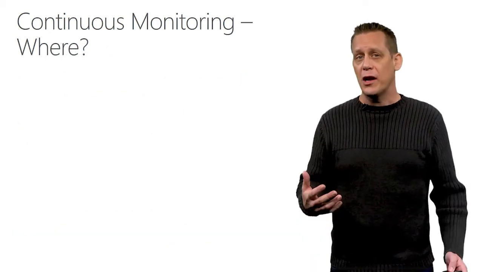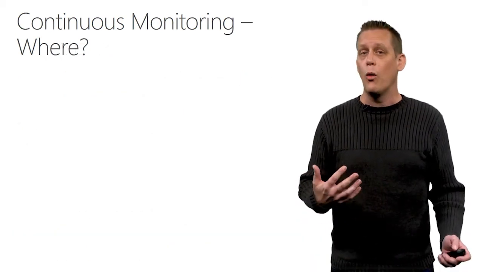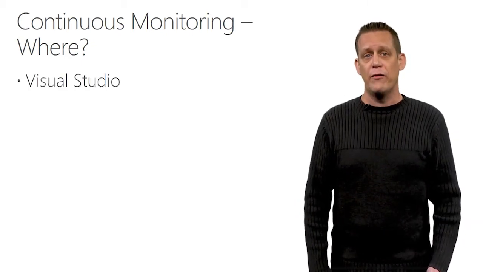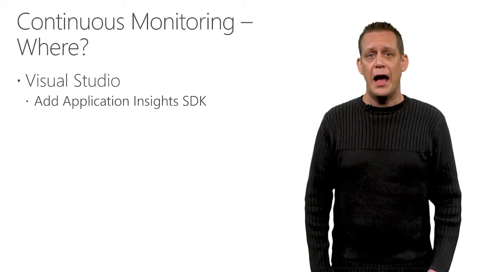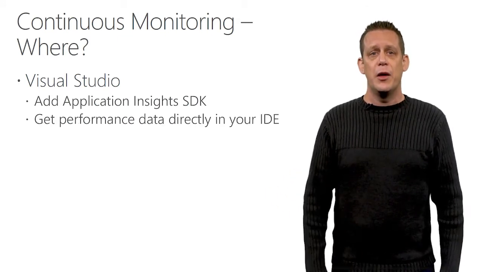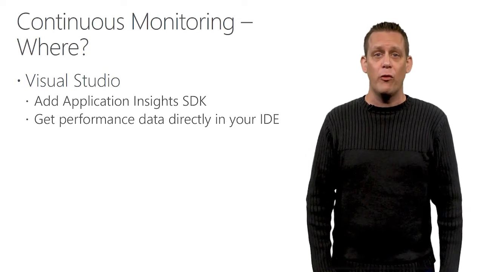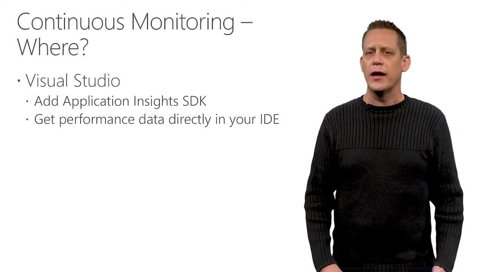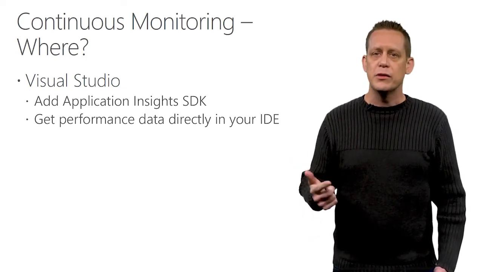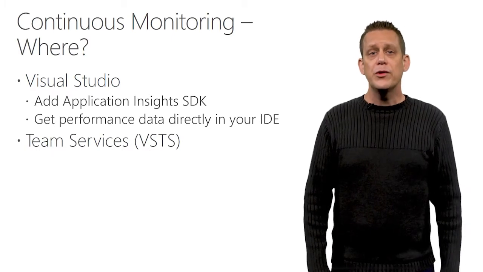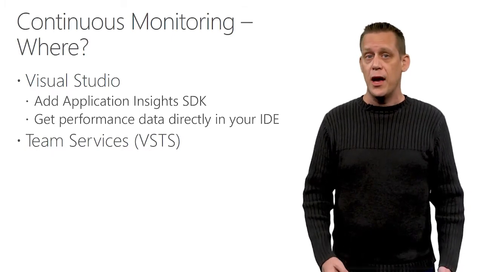So if I'm convinced that I want to participate in continuous monitoring, where can I go to actually make this happen? In Visual Studio, we have a couple of different things that we can do. We can add the Application Insights SDK to our existing project. And then based upon having that in place, we can get our performance data directly in our Visual Studio IDE. We can see things like availability, exceptions, custom metrics, etc. We can also use Team Services or VSTS.